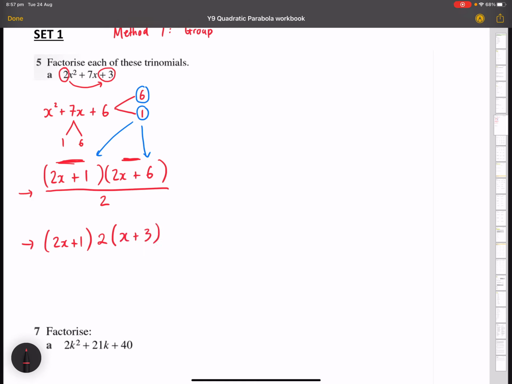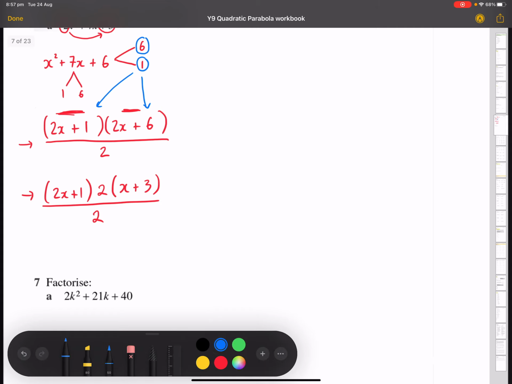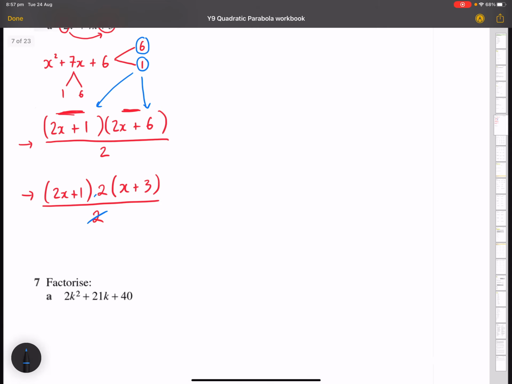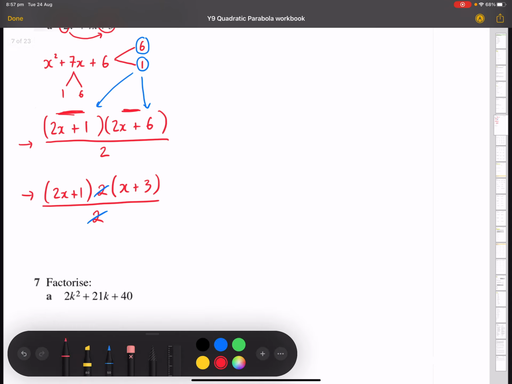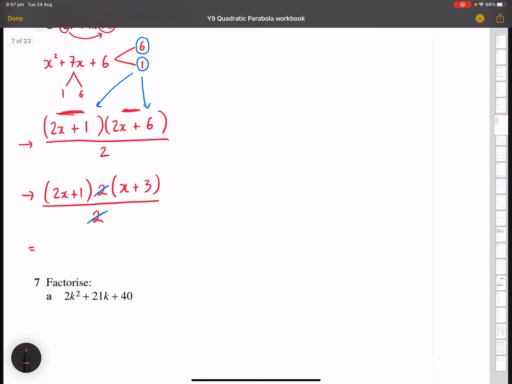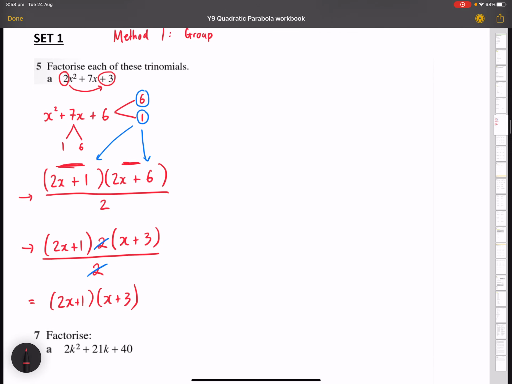We can divide the two terms by 2, so we have x plus 3 as a remainder, and it's still being divided by 2. Now we can cancel out these two, cross it out, and simplify this fraction. So now your answer becomes 2x plus 1 times x plus 3. And there's your answer. We managed to factorize this trinomial using the grouping method.